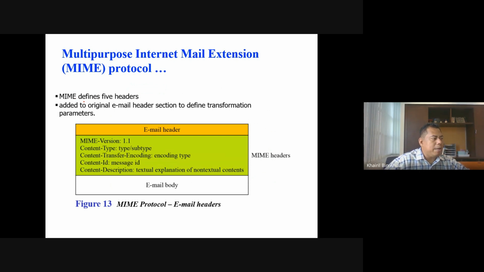Continuing with that, MIME defines five headers. These are the five headers added to the original email header section to define the transformation. So what is the version of the MIME? What is the content type of the MIME? Then what is the encoding type? And the message ID, and last but not least, the textual explanation of non-text content. Then you have the email body. So these are the MIME headers, and this is the email body itself.